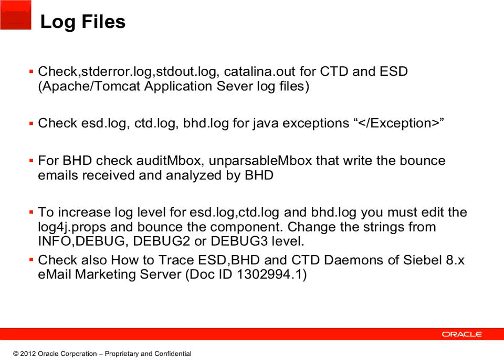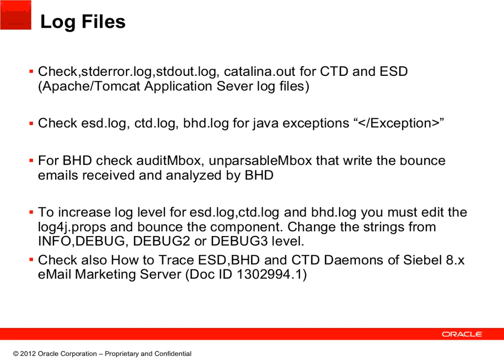In case of any issues related to Apache or Tomcat, if you want to look at the related log files, you can look at the stderr.log, stdout.log, and Catalina.out files. In case of any issues, if you want to check the ESD, BSD or CTD logs, look out for Java exceptions, which will be enclosed under the exception tag. That will give you the main reason for the failure. For BSD, you can check audit mbox and unparseable mbox for the bounces which BSD has processed.